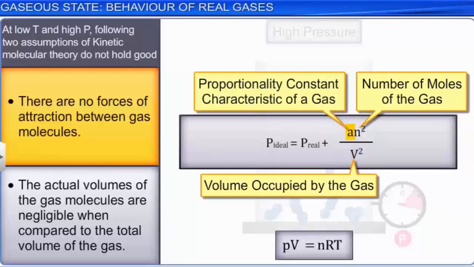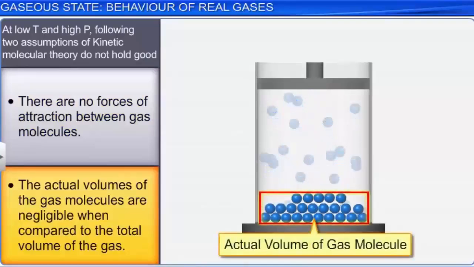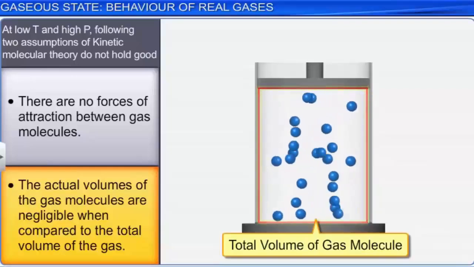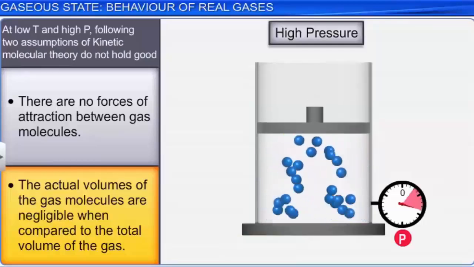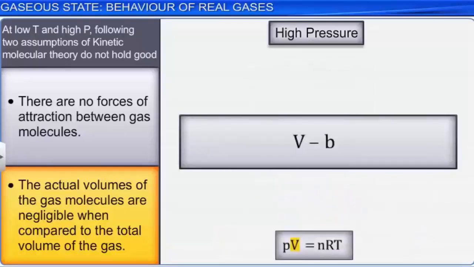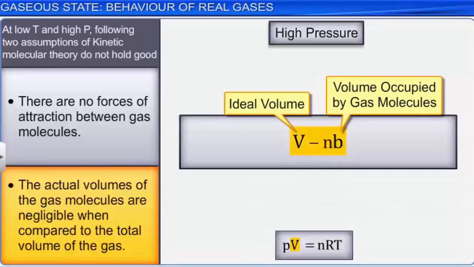In the second assumption, the actual volume of the gas molecules is negligible when compared to the total volume of the gas, which is valid only at very low pressure. But at high pressure, the molecules are restricted to move around in less volume, and hence the volume occupied by the molecules themselves becomes significant. Hence, the volume V in the ideal gas equation is corrected as ideal volume minus the volume occupied by gas molecules, that is, V minus b, and for n moles of the gas, it is V minus nb. b is the excluded volume, which is constant and characteristic for each gas.